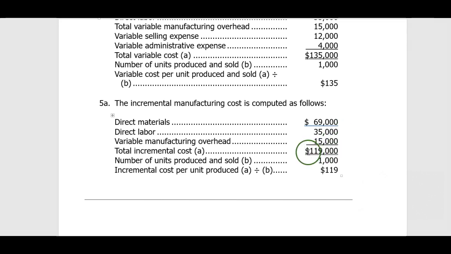And if we incurred $119,000 to produce 1,000 units, the variable cost is $119, and that's also the incremental cost. So if we wanted to produce 1,001 units, that extra 1 unit above this would be another $119. All right, so that's the last part of this problem.